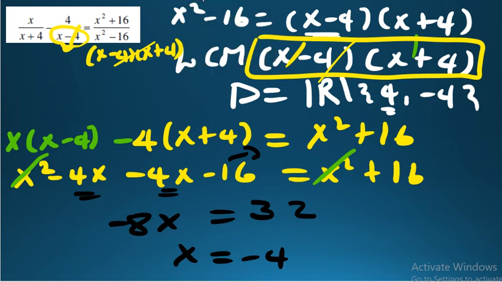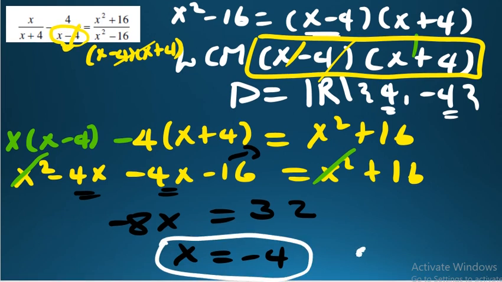But unfortunately, this negative 4 is found in the excluded part. You can see it here. So this negative 4 cannot be an answer. So our solution set will be the empty set, because negative 4 is the zero point of the denominator. It cannot be an answer of our equation. So the answer is going to be the empty set.